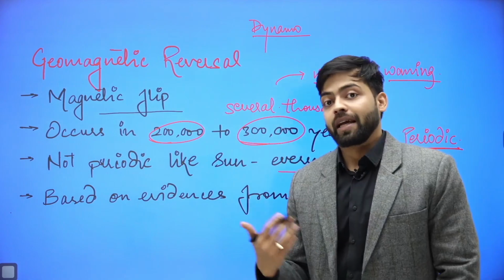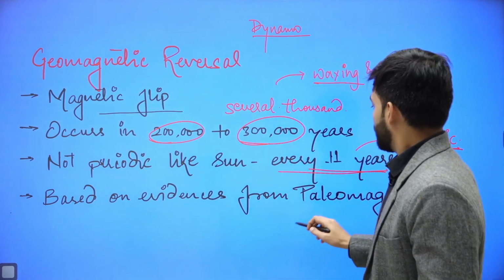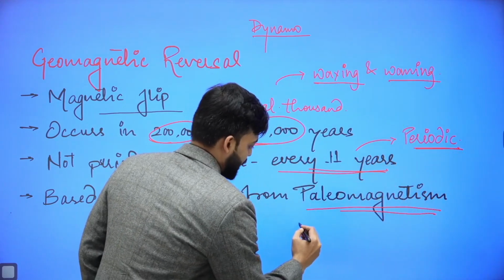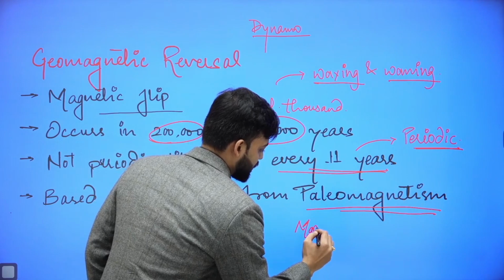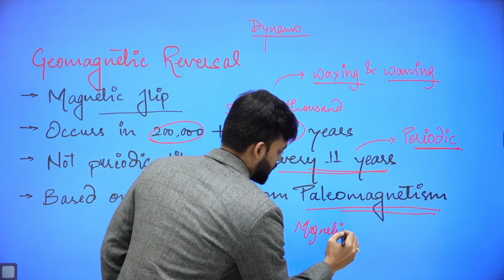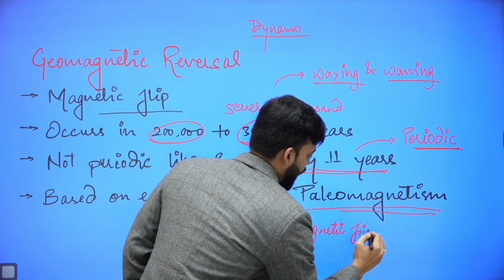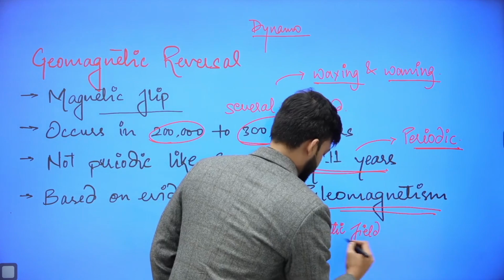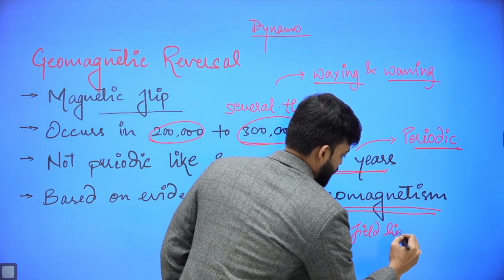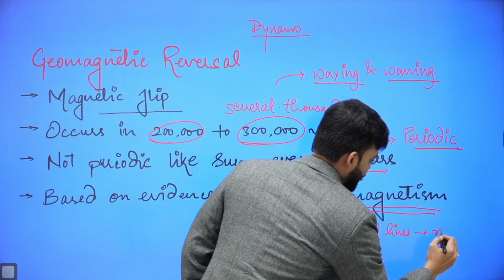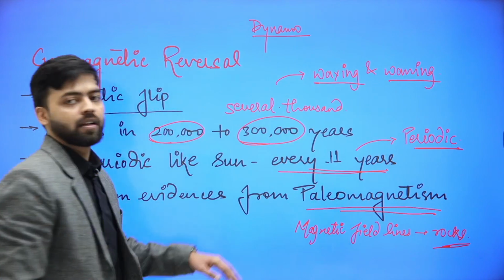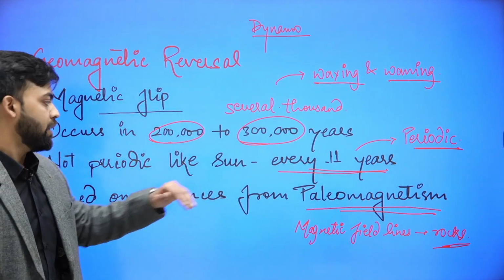How do we know that magnetic reversal is happening? We know this through paleomagnetism. Basically in paleomagnetism, the magnetic field lines are recorded or are trapped in the rocks. So these paleo rocks or older rocks give evidences of the earlier magnetic field lines.